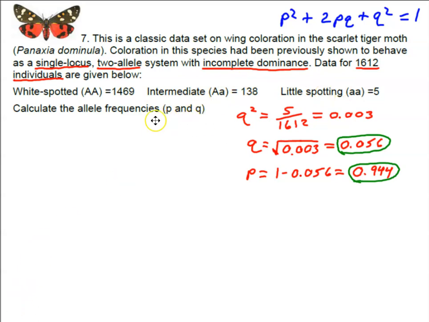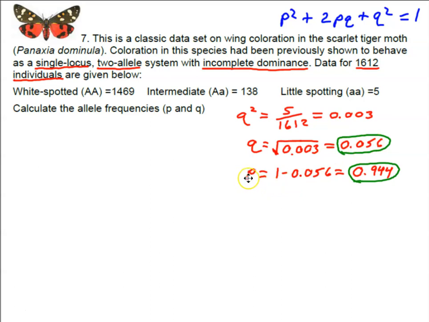So we're simply being asked for the allele frequencies here, the frequency of the dominant allele and the frequency of the recessive allele. But we always start with the recessive allele. Even if you have information for the dominant allele, you always start with the recessive allele. Just by convention, that's what I highly recommend you do. So Q squared is 5 divided by 1612, so it's 0.003. Q then is the square root of 0.003, which is 0.056. So that's our answer for Q, the frequency of the recessive allele.